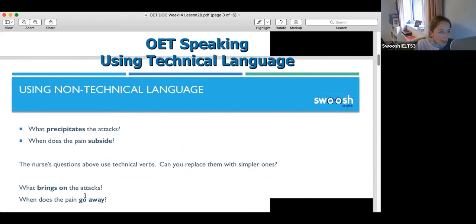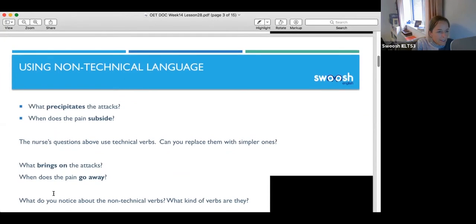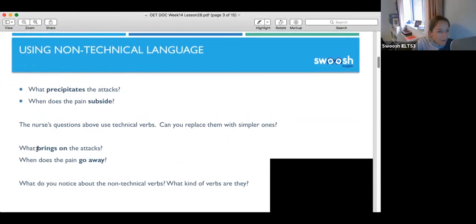What kinds of verbs are these? Okay, I'm going to tell you. Phrasal verbs, thank you, Malak. Okay, yes, so they are phrasal verbs. So to bring on and to go away, they have two parts to them.